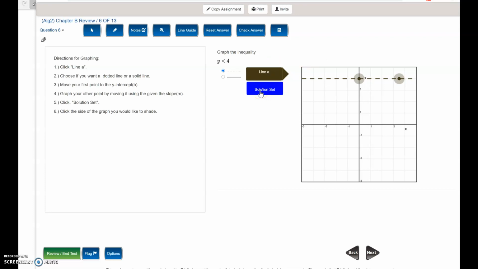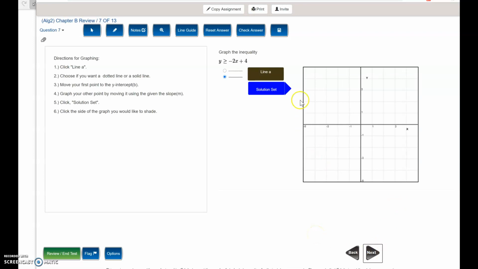You click Solution Set, and this lets you select which side of the graph you want it to shade. So y is less than 4, we would want to shade down, so you'd click on the lower part, and that would be how you enter that problem correctly. There were a few issues with this not grading correctly on a couple people's. I'm going to be checking to make sure that this does grade properly on the test.